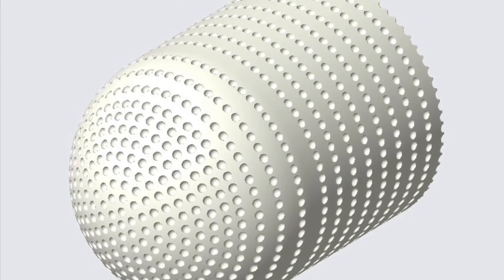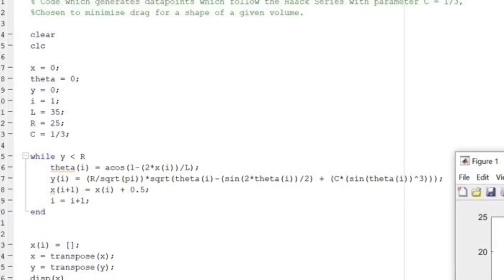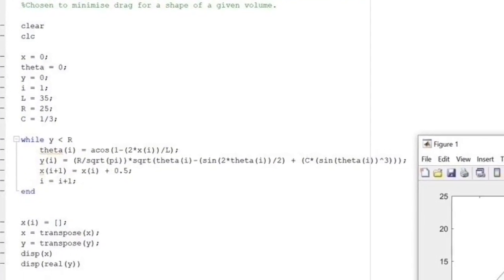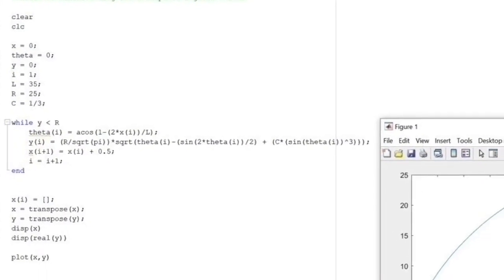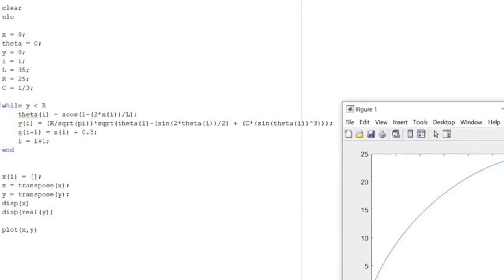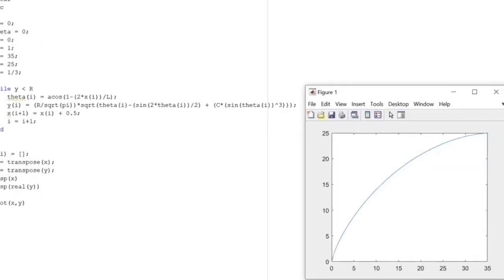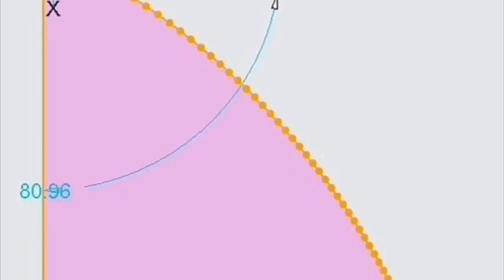An alternative idea followed the principles of the Haack series, a mathematically derived set of coordinates which, when used as a cross-section, allows a nose cone to achieve the lowest possible drag for a given length and volume. By evaluating these initial designs against the prescribed specification points, we decided on the Haack series nose cone.